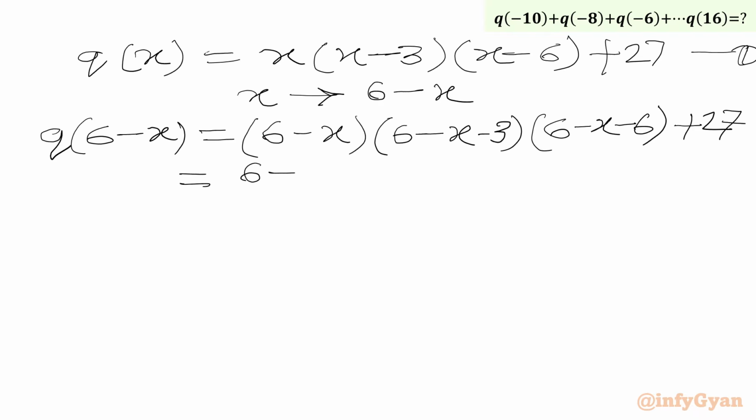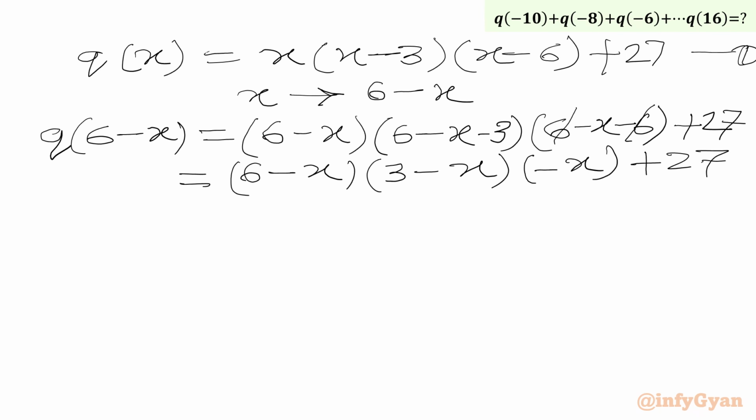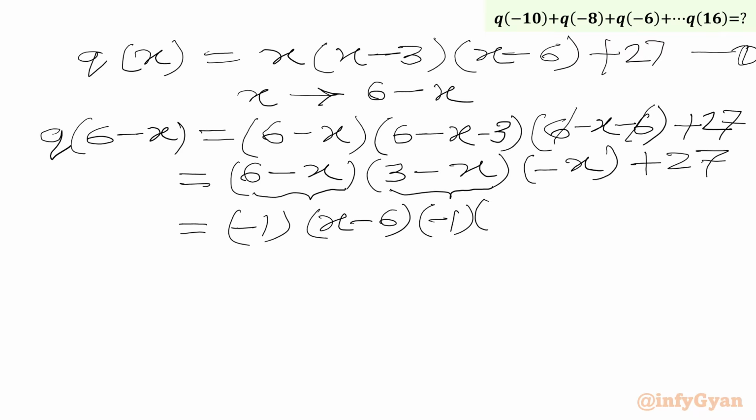Will be equal to 6 minus x. 6 minus 3 is 3. So we will write 3 minus x. Here we will cancel 6 and minus 6. So we'll be getting minus x. Then we have plus 27. Now we will take minus 1 common from this bracket and minus 1 common from this bracket. So we can write here minus 1 is common. In the bracket x minus 6. Minus 1 is common. In the bracket x minus 3. Then we have minus x. Then we will add 27.